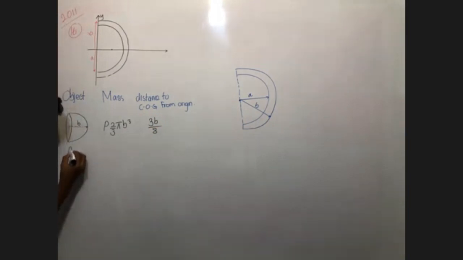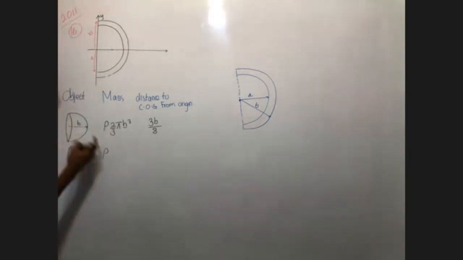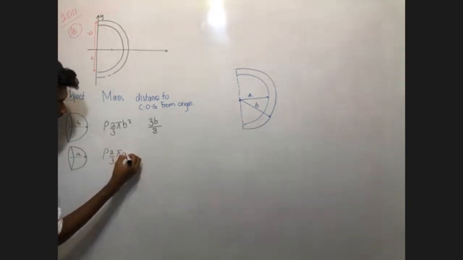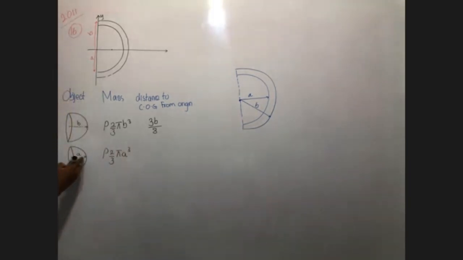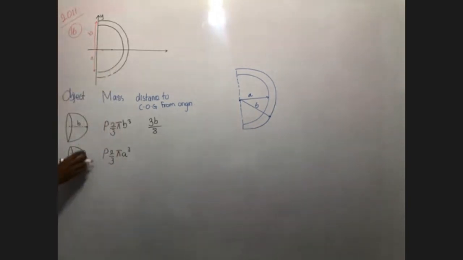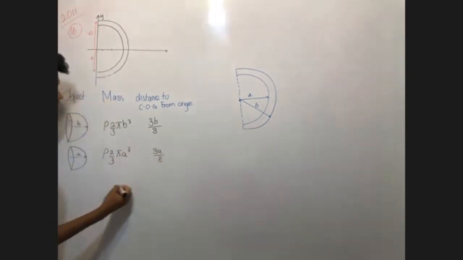And next, let's go for the smaller hemisphere, the hemisphere part which was cut out. Simple A. Rho, once again, rho into volume. Volume is what? 2/3 pi A cube. So where is the center of gravity of the smaller hemisphere? From the center, it's 3A over 8.